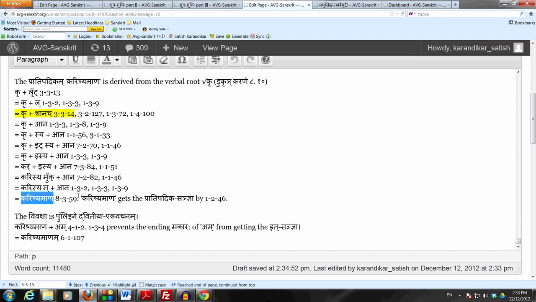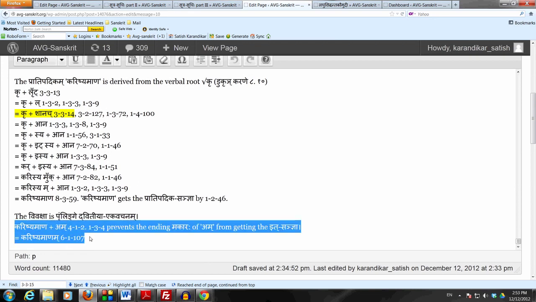So that's how we get the form Karishyamana, which gets the pratipadika sanya by Krityadita Samasascha. And since the vivaksha is dvitiya ekavachanam, we bring in the pratyaya by 4-1-2, and then Amipurvaha becomes Karisyamanam. So that's the derivation of the form Karisyamanam.